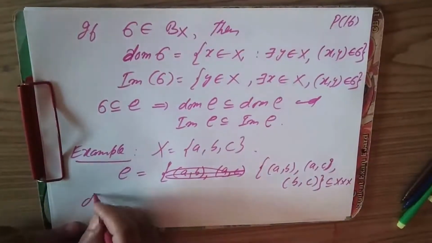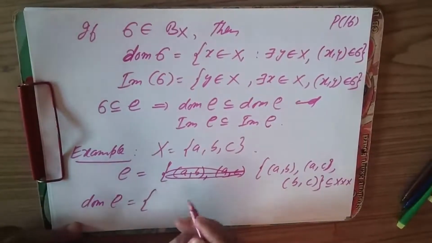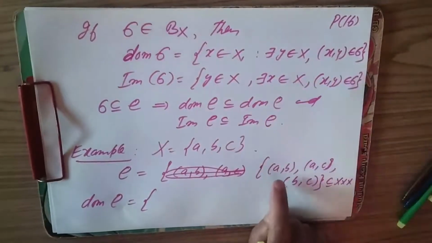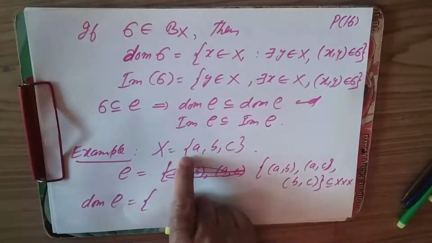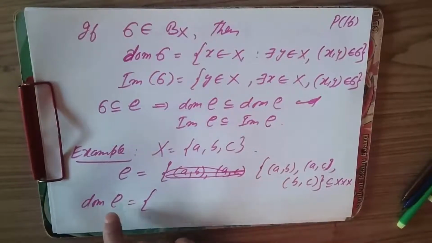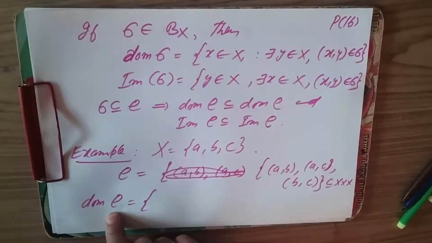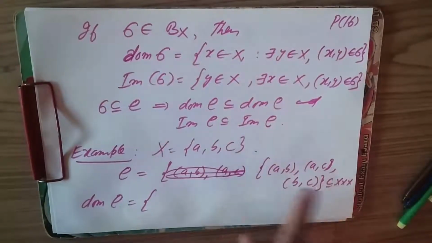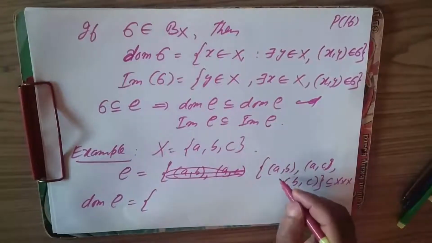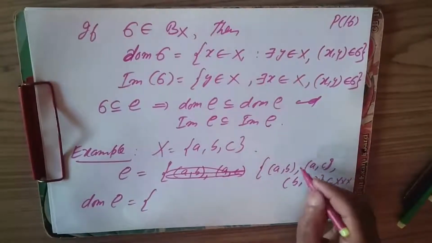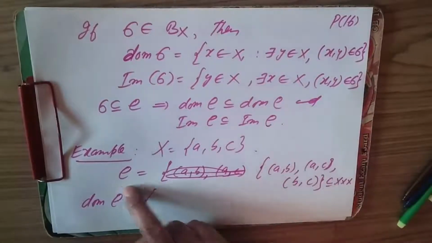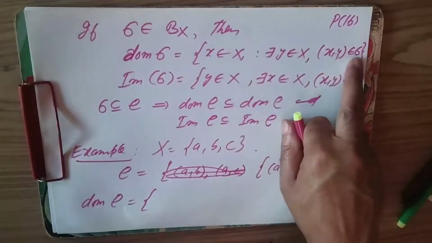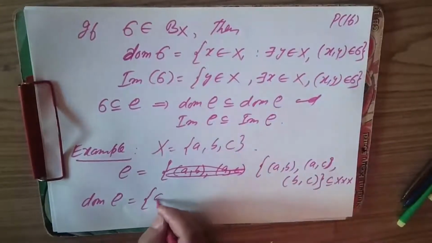So, what's the domain here? Those elements of X such that X and Y are related. So, A is an element of X, then A is in the domain of rho if there exists some other element in Y such that the ordered pair belongs to that relation. For A there are two elements, B and C, such that AB belongs to rho, AC belongs to rho. So there are elements Y such that X comma Y belongs to rho here. So that means A is in the domain.